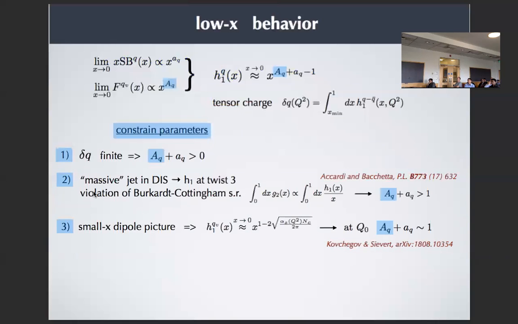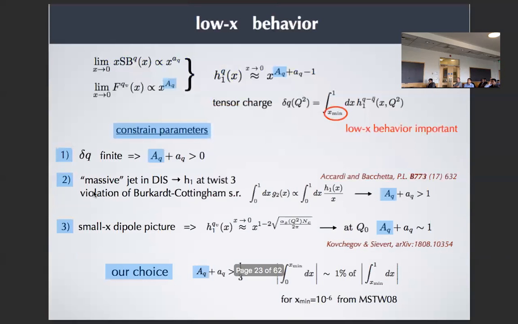And if you study this exponent at our initial scale of 1 GeV, this is equivalent to putting these constraints on our parameters, so that the combination of the two parameters must be of the order of 1, which is not in contradiction with the other choices. So at the end of the day, we made this choice. We took this combination to be greater than 1/3, which means that we want the transversity to go to 0 like x to the minus 2/3 at least, or even faster.